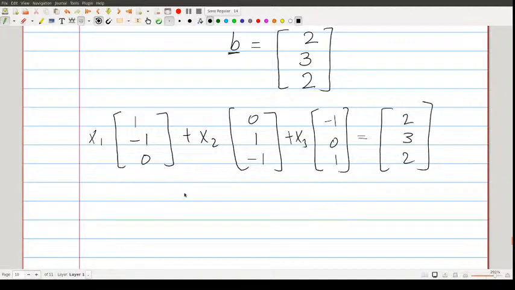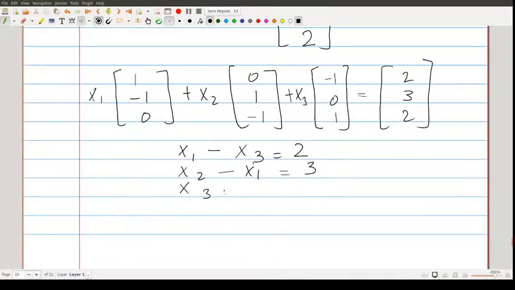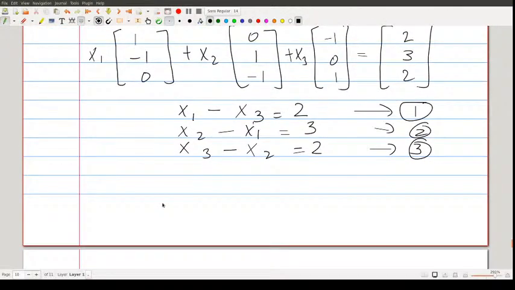So the first equation told me that x1 minus x3 is equal to 2. The second equation told me that x2 minus x1 gives me 3. And the third equation told me that x3 minus x2 is equal to 2. So let's try now to solve this. This was equation 1, this was equation 2, and this was equation 3. And again, we're doing naive, messy methods, but we'll get to easier methods of solving systems of equations later.